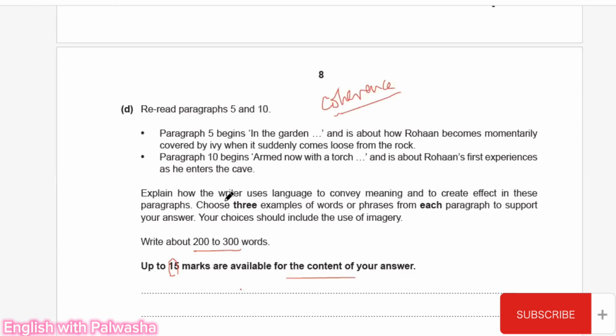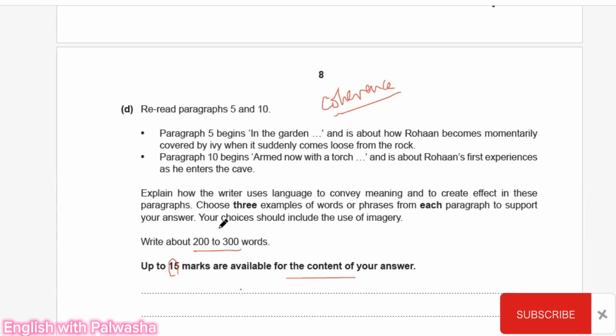All right. And we have to give three examples of words or phrases from each paragraph. And every time when we are explaining, we have to give three examples as well, all together. Like, for example, one example from the fifth paragraph, one example from the 10th paragraph, and one from the 15th one. Got my point?